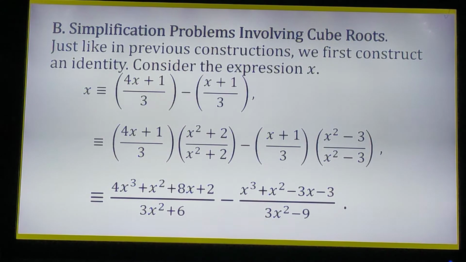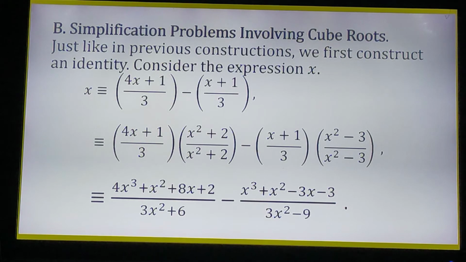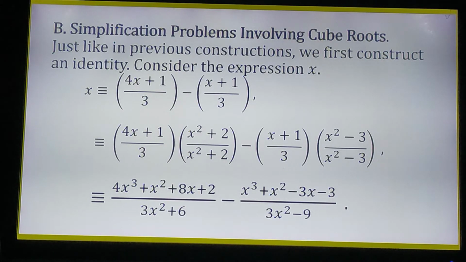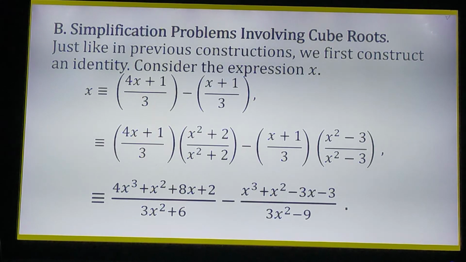Simplification problems involving cube roots. Just like in previous constructions, we first construct an identity. Consider the expression x. Then we write it as the fourth root of x plus 1 over 3 minus x plus 1 over 3. Of course, this is just one way of rewriting x as the difference of two other expressions involving x.